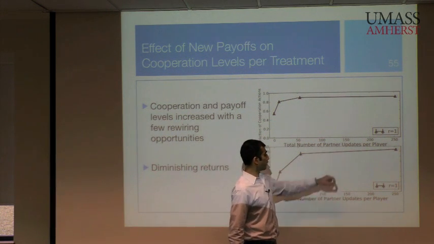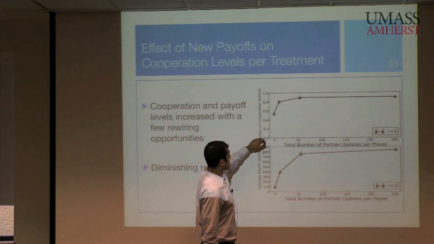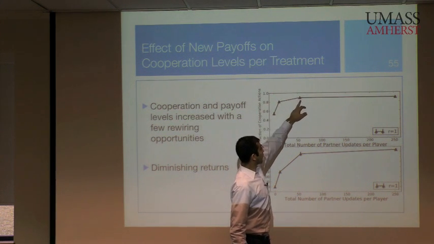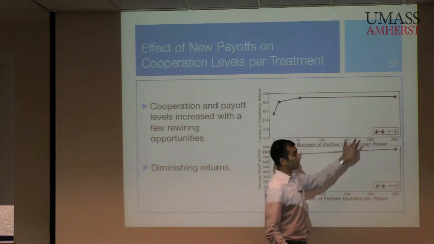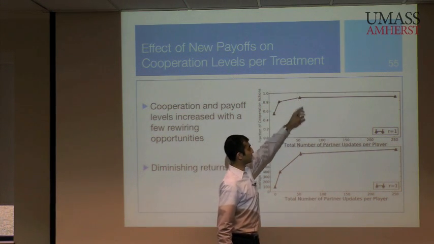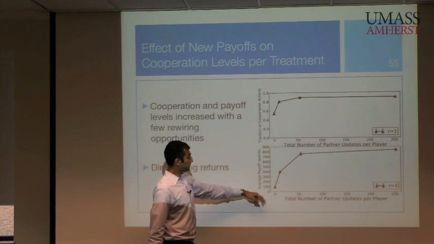X-axis is total number of partner updates. The y-axis is fraction of cooperation. Static, 1 rewiring every round, 5 rewirings every round, 23. So there was no real difference between 5 and 23. A little bit of rewiring had a big jump. After that, diminishing returns.